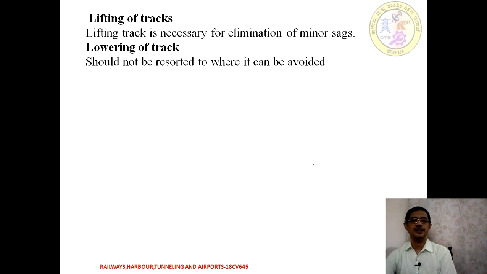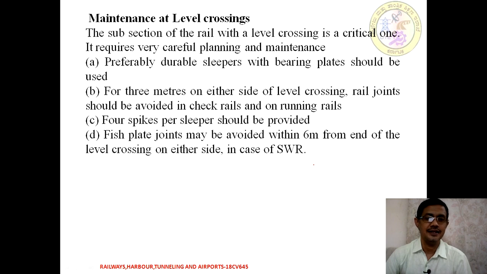Next is lifting of a track. Lifting is necessary for elimination of a minor sag. Lowering of a track should not be resorted to unless it is unavoidable. We have to use it only in case of lowering of the track. Next, maintenance is also required at level crossings.